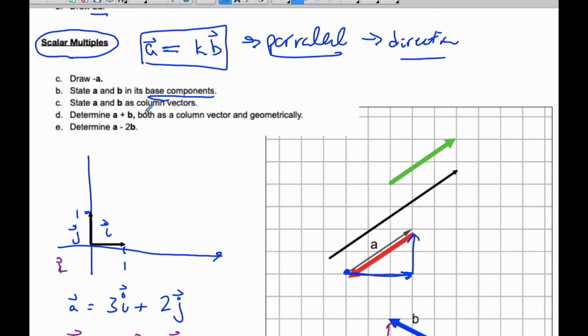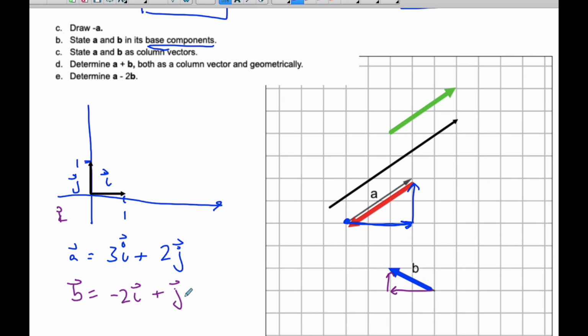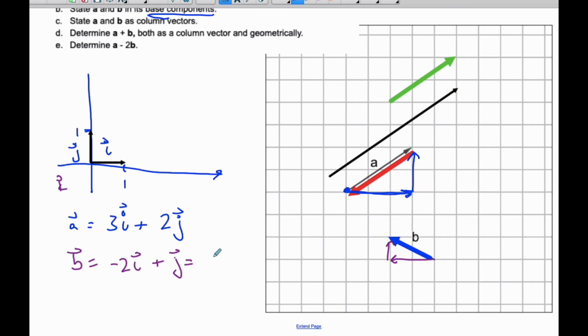Then it says state them as column vectors. Well, sometimes we can also write them as column vectors. So the x value is first, and this is the 1. Oh, let me write that better. So this is going to be negative 2, 1. It's a column vector. We know it goes x and y in that direction.